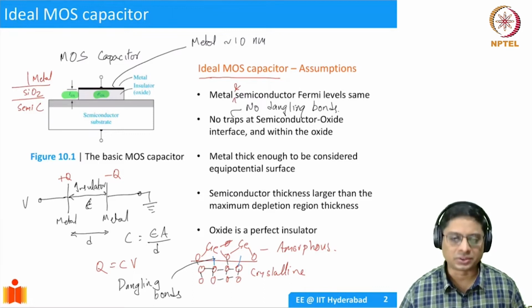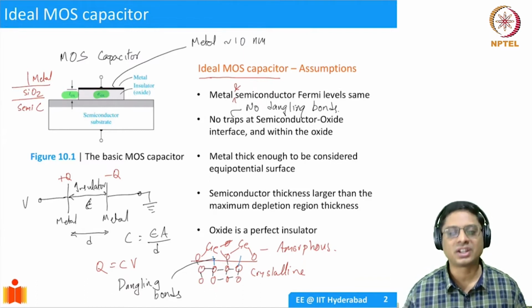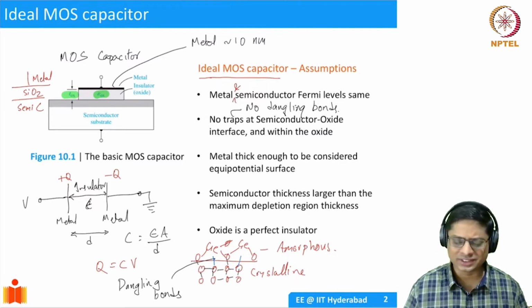It's much bigger than that. That's what we mean. It's much bigger than the skin depth. Anyway, the other assumption is that the semiconductor thickness is much larger than the maximum depletion region. We will look at this, and generally this is a very valid assumption.